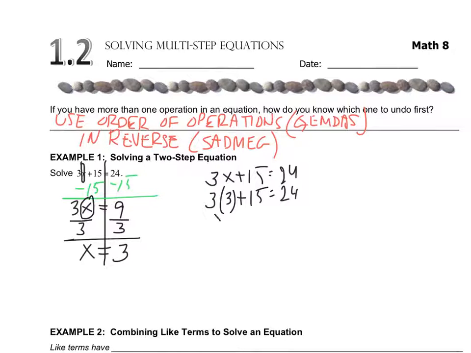So that would tell me to do the multiplication first this time. And I would get, does that equal 24? That does equal 24. So it checks, which means I know the answer is 3. So you're using SADMEG when you're trying to solve an equation. When you're trying to use it to check your answer, or using all numbers and operations, you would use the GEMDAS as usual.